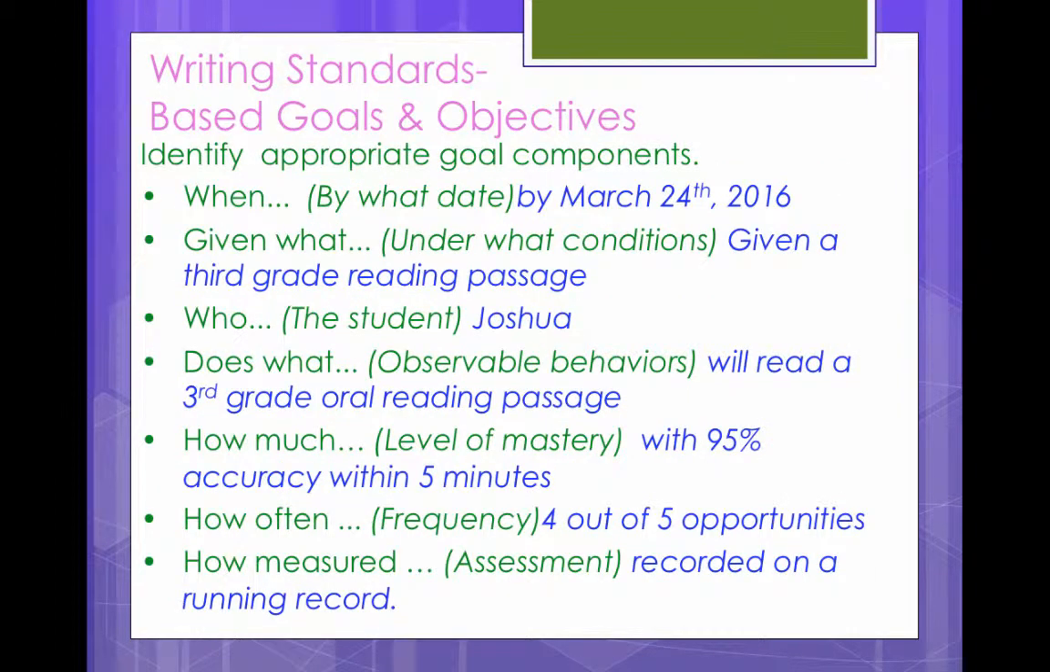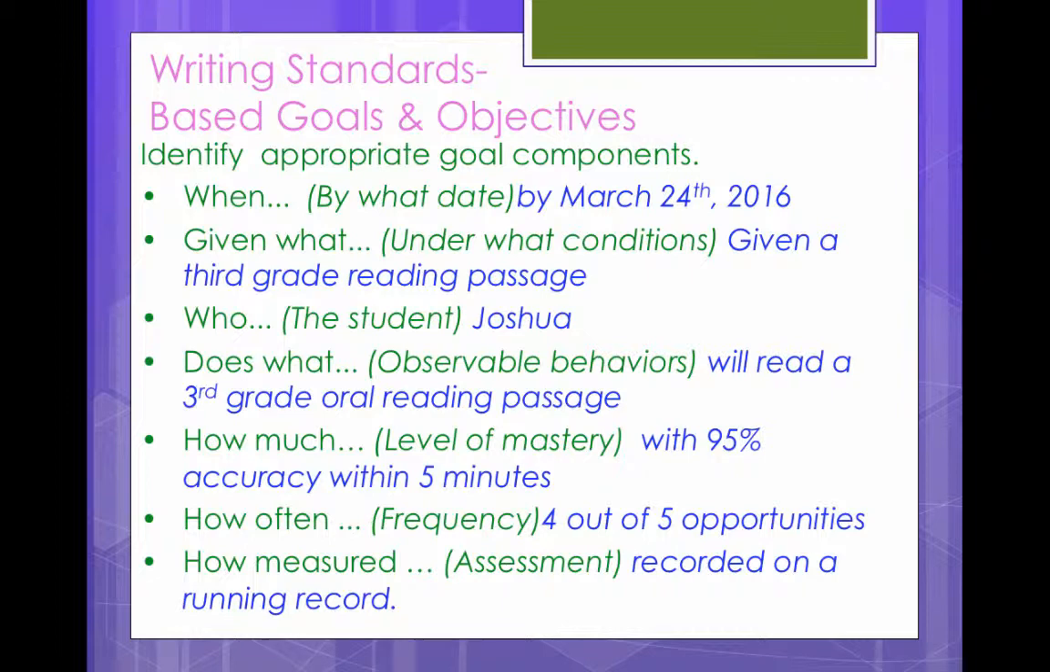So writing standards-based goals and objectives. Identify appropriate goal components. So the first one is by what date, given under what condition. When I look at IEP goals, a lot of times what I find missing is the condition. So given a 3rd grade reading passage, etc. Who, so always list the student, does what, so what is their observable behavior. We'll read a 3rd grade oral reading passage. How much, what's their level of mastery, 95% accuracy within 5 minutes, and how often, 4 out of 5 opportunities, could be 3 consecutive days.